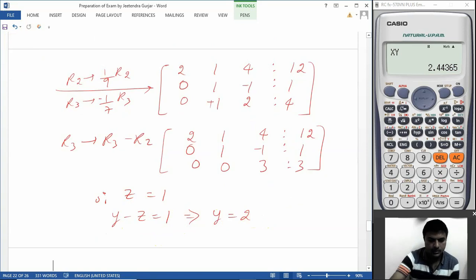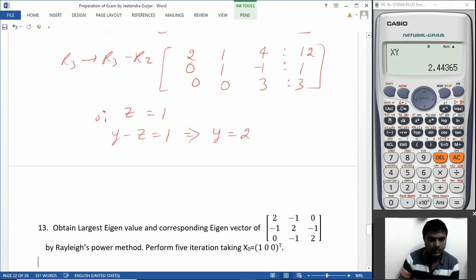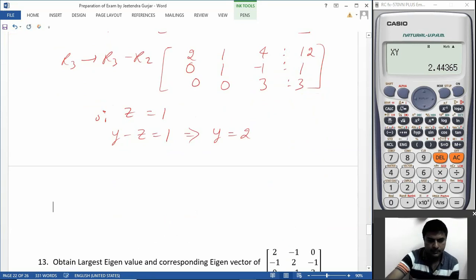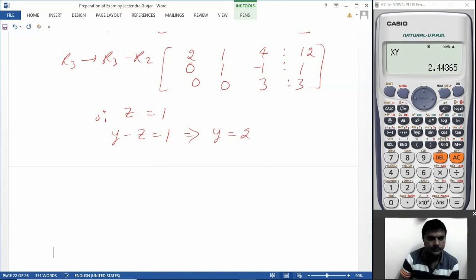So very, very important. X is equal to 3, you will get 2 marks. Y is equal to 2, you will get 2 marks. Z is equal to 1, you will get 2 marks, and 1 mark for simplification. So you will get 7 marks. Next question. Yes, students, I'm going to take this as the last question.